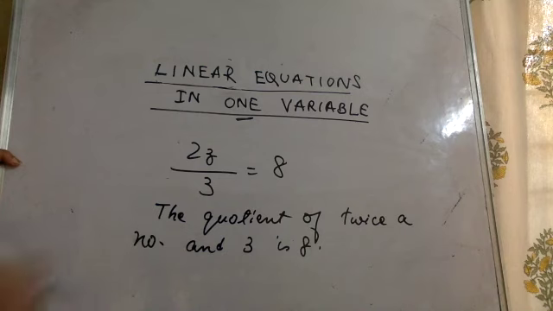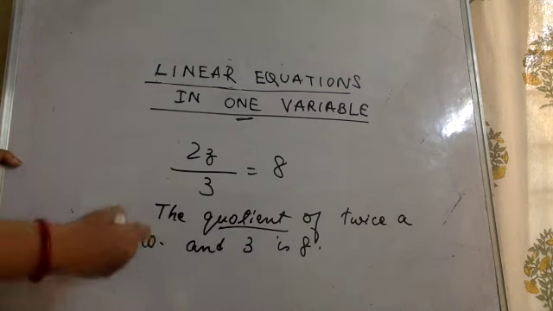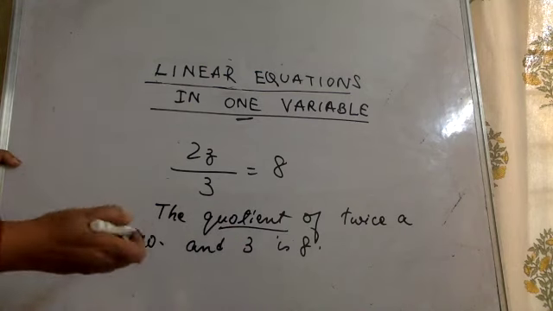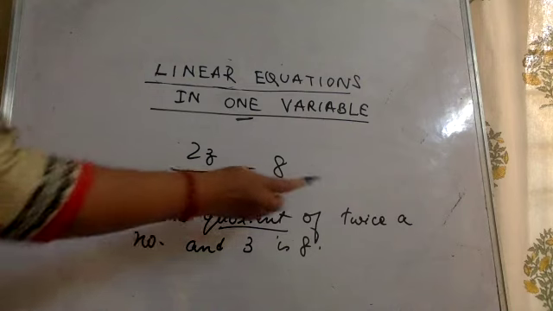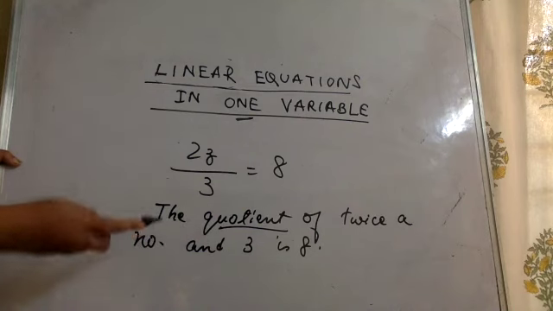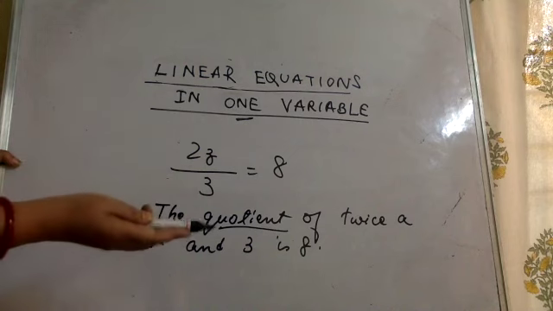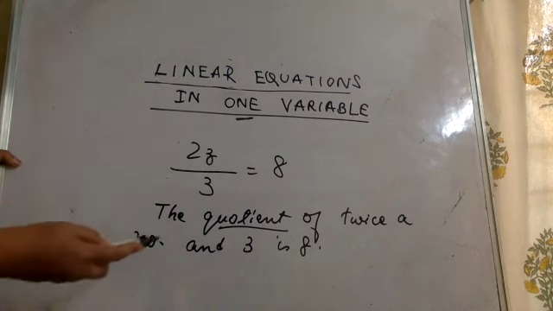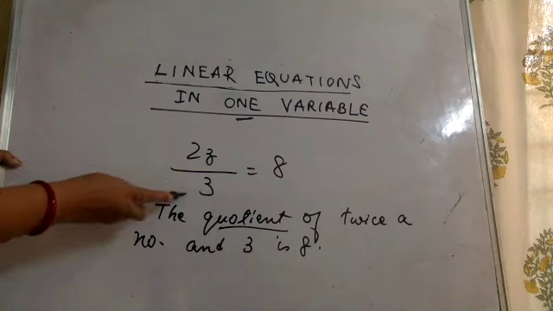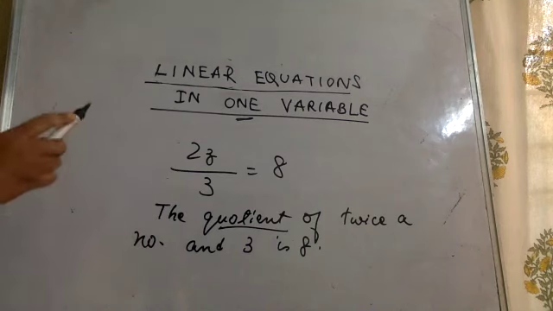Okay. So what is the meaning of the word quotient? It means nothing but the answer of a division. So the quotient of twice a number and 3, please don't write the quotient of 3 and twice a number. If you say that, 3 will be taken on top, which is again wrong. So quotient of twice a number, then comes 3 is 8.